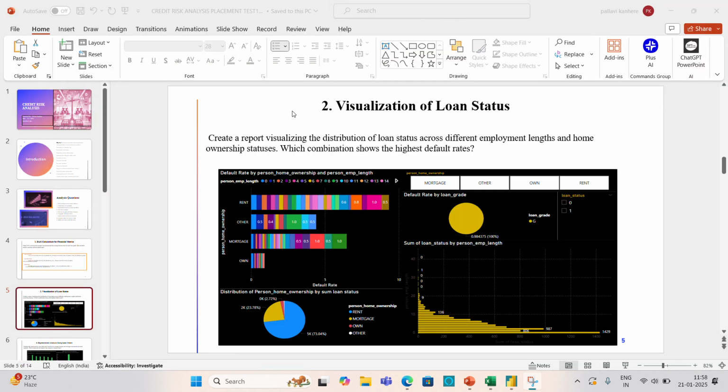Second is a visualization of loan status. Create a report visualizing the distribution of loan status across the different employment lengths and home ownership status. Which combination shows the highest default rate? I created a bar chart which shows the default rate by the person home ownership and person employee length.